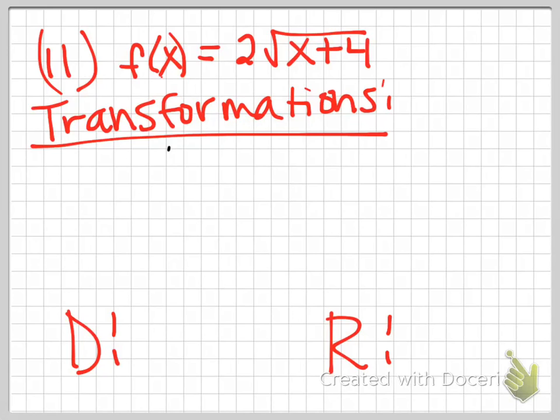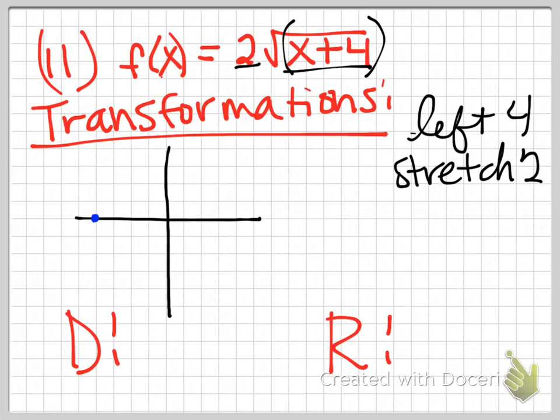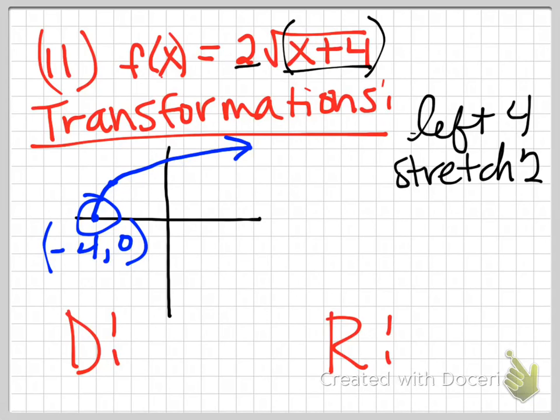For number 11, we have 2 times the square root of x plus 4. So for transformations, I have left 4, because anything in x world inside there is going to be opposite. And then this 2 tells me that I stretch my graph by 2. So if I shift left 4 from the origin, which is over here, that's my starting point, and stretch by 2, so I go up 2 over 1. And then I connect, and there's my half parabola. This point right here is at negative 4, 0. So x is greater than or equal to negative 4, and y is greater than or equal to 0.